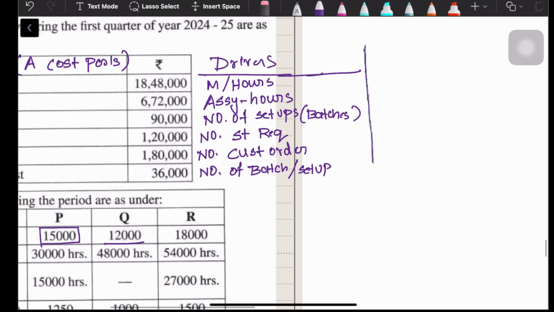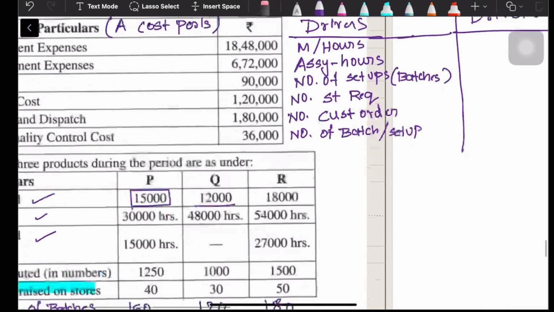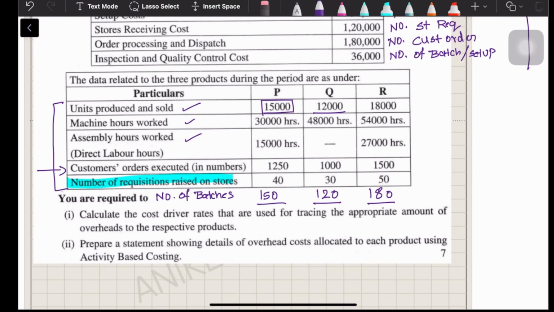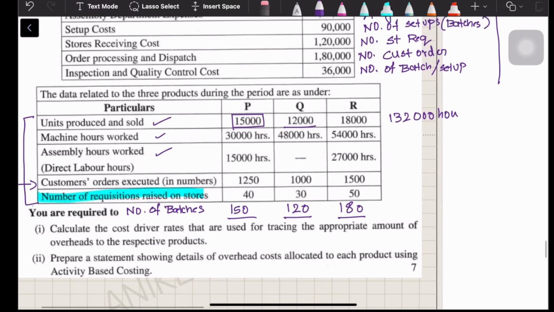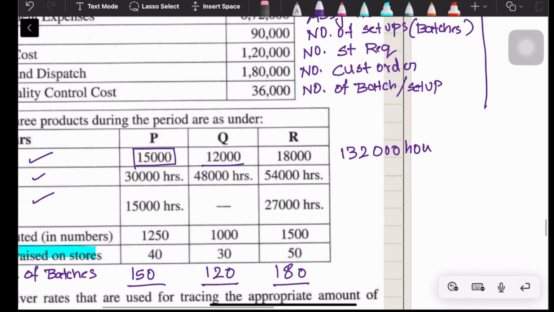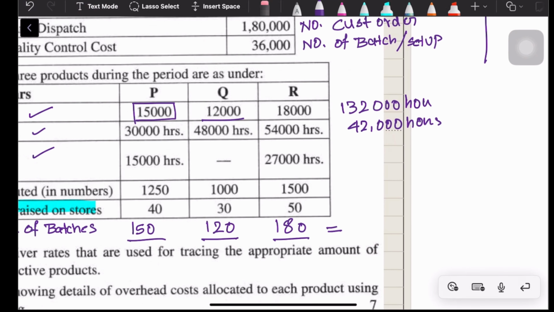Now we have to calculate the total driver units. That is nothing but the sum of all the activities by each activity type. Units produced and sold is not an activity. Next we will move on to machine hours: 30,000 plus 48,000 plus 54,000, so that is 1,32,000 hours. After that we have assembly hours: 15 plus 27, 42,000 hours. Next we have total number of batches, 450.